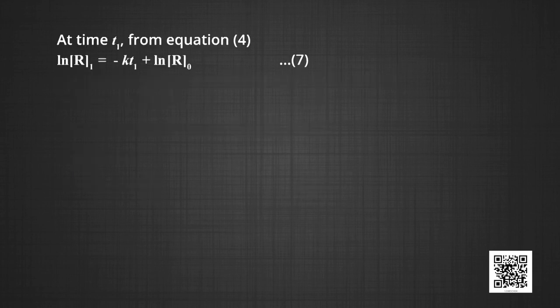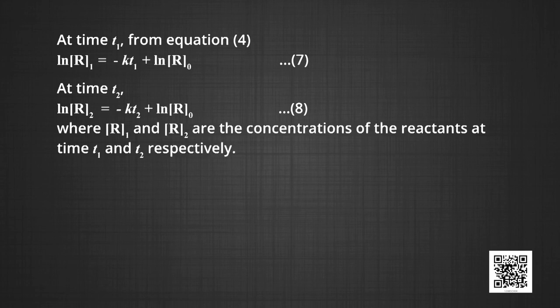Now, at time t1, from equation 4, natural logarithm of [R]1 equals minus kt1 plus ln [R]0. Now, this is the 7th equation. Now, at time t2, ln [R]2 equals minus kt2 plus ln [R]0. Again, this is equation 8. Now, where [R]1 and [R]2 are the concentrations of the reactants at time t1 and t2 respectively.